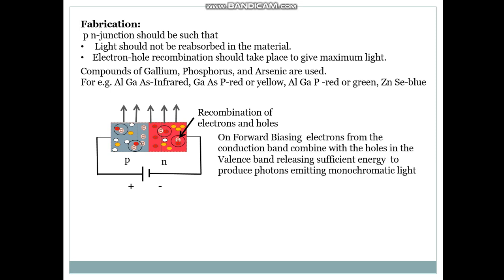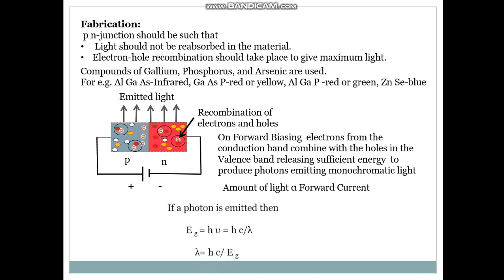On forward biasing, electrons from the conduction band combine with the holes in the valence band, releasing sufficient energy to produce photons, emitting monochromatic light. The amount of light is directly proportional to the forward current. If a photon is emitted, then Eg is equal to h nu, that is equal to hc by lambda. Therefore, lambda is equal to hc upon Eg.